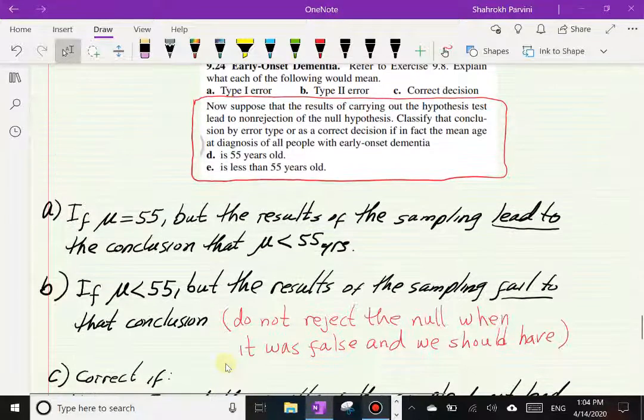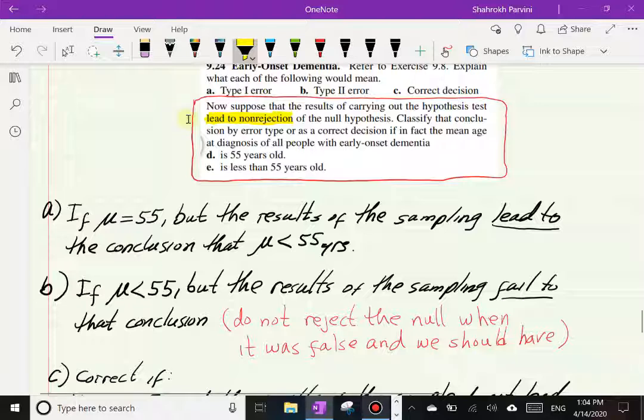Now in part D of the exercise, to do part D, I'm going to now read this part. Now suppose the result of carrying out the hypothesis test led to non-rejection. So here's what I gather when I read this. So these researchers actually collected the data, and the result of the sample led to non-rejection, meaning they came out and published their work, and they say we could not reject the null. That means they concurred with the null and said the average age is 55. So that's what leading to non-rejection means.